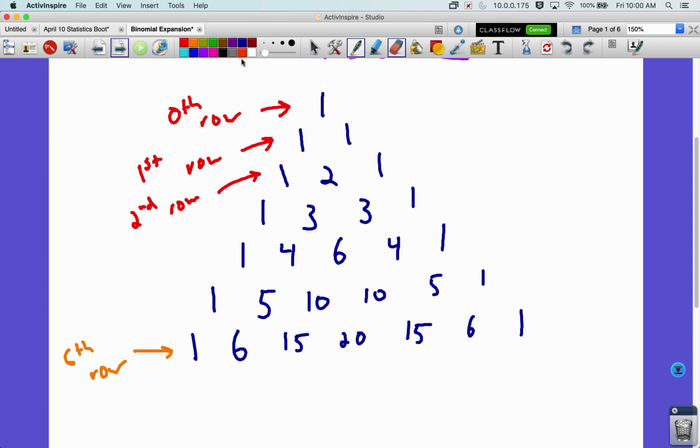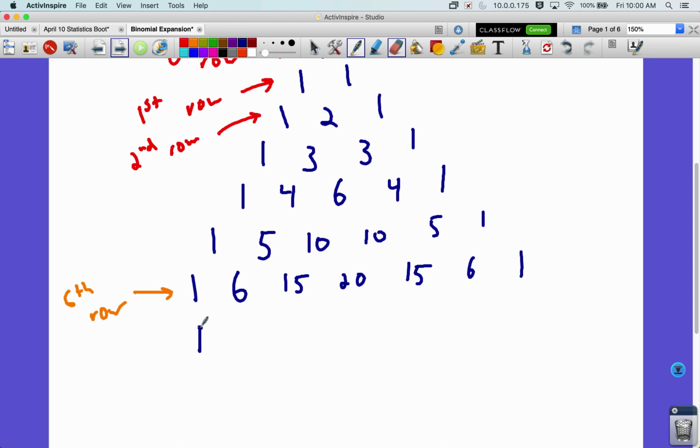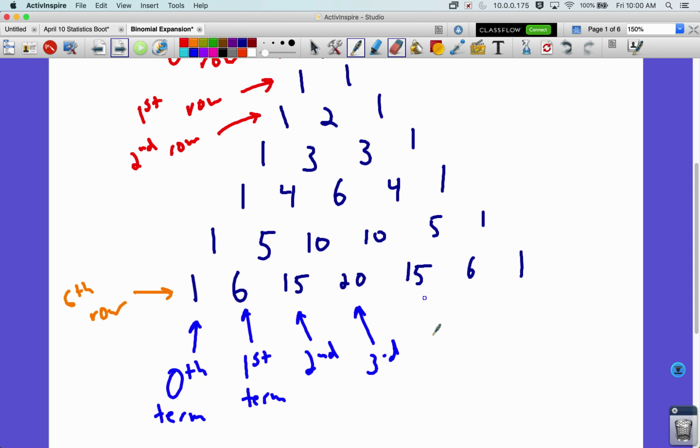Now, this pattern also holds for the terms. This one doesn't make as much sense, and sometimes we don't want to think of it this way. This is one of the more confusing parts of binomial expansion, is that we call this the 0th term, and this the first term, and this would be the second, third, fourth, fifth, and sixth. And the reason for this is not as clear.